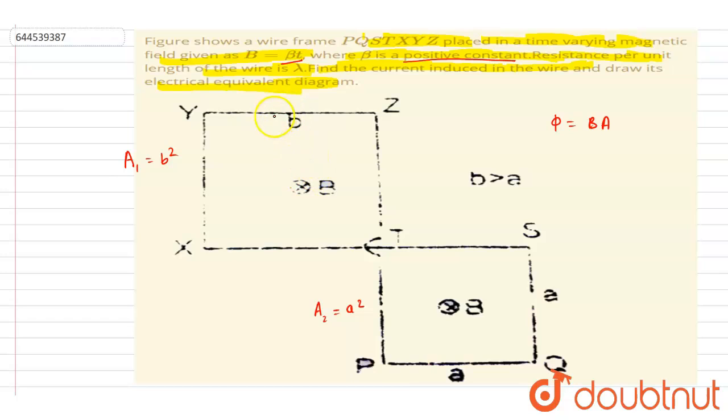So if I talk about the induced EMF direction, we want the flux generated to be out of the plane, so the battery will be oriented like this. And here also the inward flux is increasing, right? So the battery here will also be like this. Let's say the current here is I, and this is E2.